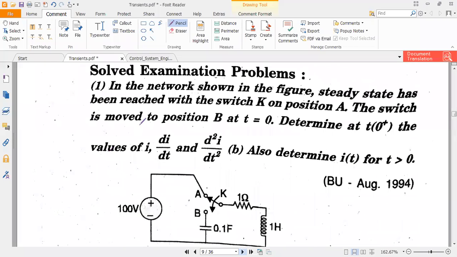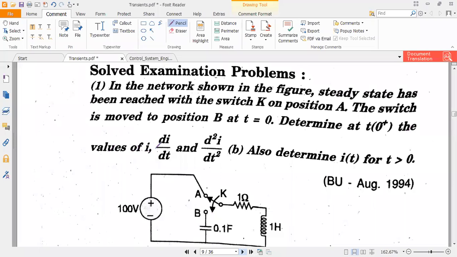So here, if you see, in the network shown in the figure, the steady state has been reached with the switch K in position a. Here the switch has positions a and b. So when the switch is at position a, the network has reached the steady state. Then, in the second case, the switch is moved to position b at t is equal to 0, then determine at t equal to 0 plus.